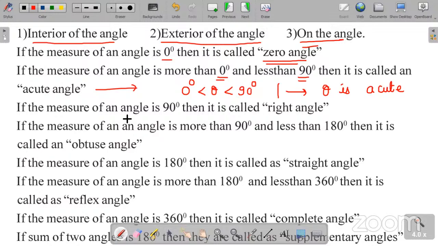If the measure of an angle is 90 degrees, then it is called a right angle. A right angle means 90 degrees. 90 degrees means a right angle. Exactly. Right?